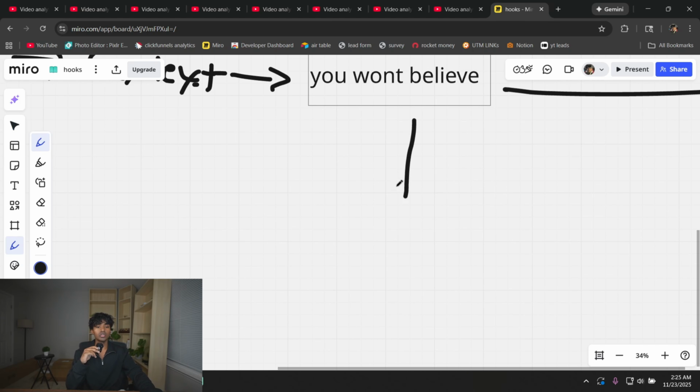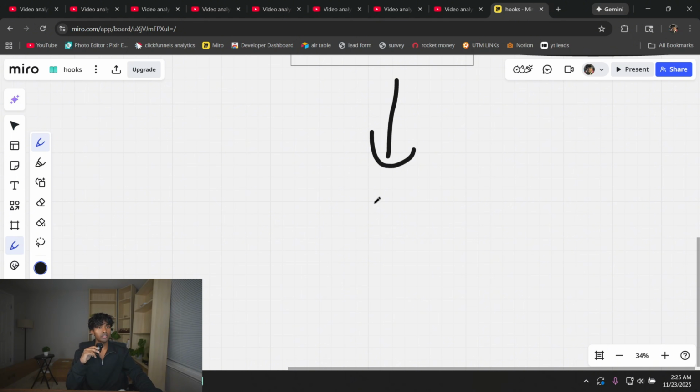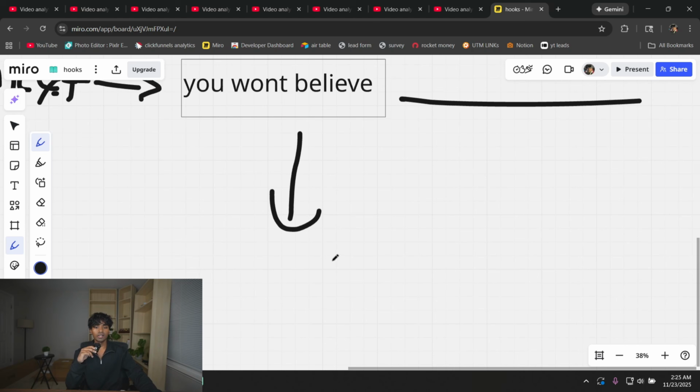Another good way to do a hook is saying something like, do you guys remember when? This is more for rants. This is more for commentary. Do you guys remember when blank? Remember when Obama blank? Remember when Trump blank? Remember when Fearless, the Fortnite YouTuber, did blank? Right? So this is also good.